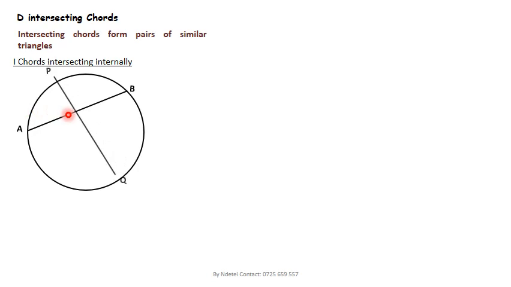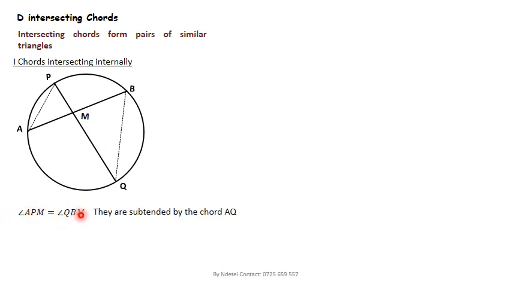We have the chord AB intersecting with PQ at the point M. Now, there is a chord AP, a dotted chord there, and another one there. Now, the angle APM equals QBM because they are subtended by the same chord AQ. Look, we have the chord AQ subtending the angle APM. So this angle here, APM, is subtended by that chord AQ, and yet AQ also subtends QBM, that angle there. What's the reason?